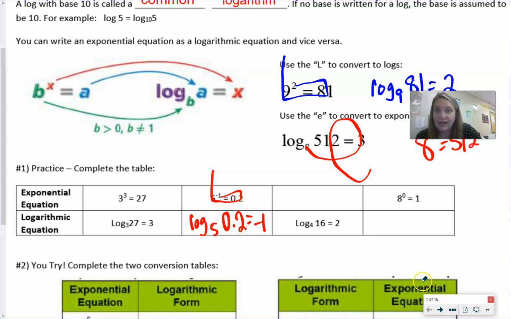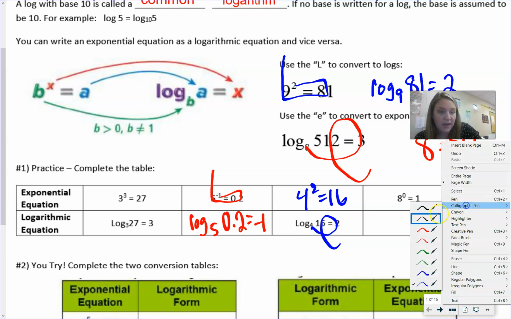My next piece, I already have a log. It wants me to rewrite it in exponential form. My base is 4. We're going to draw my e. My exponent is 2, and we're going to be equal to 16. Makes sense. If I had 4 to the 16th power equals 2, I should notice something's wrong. 4 squared equals 16.